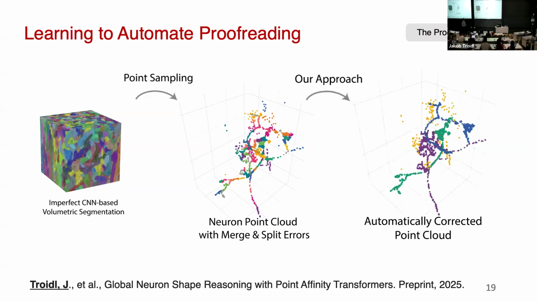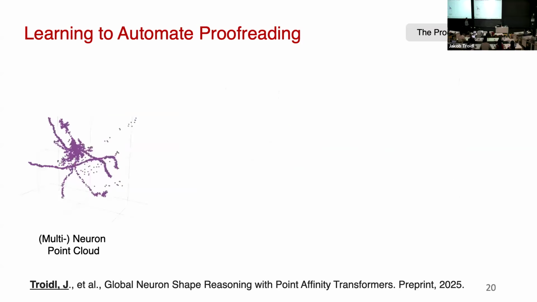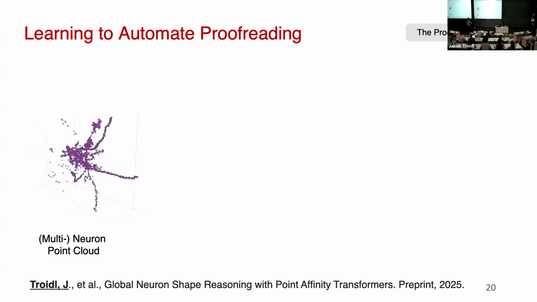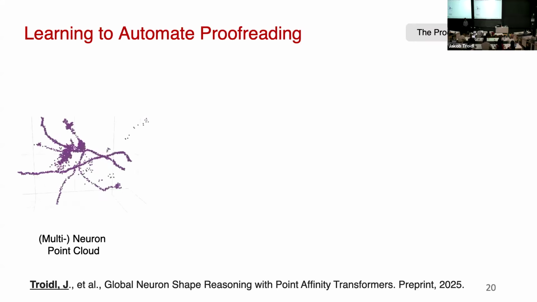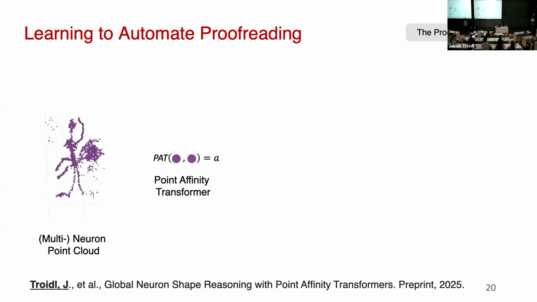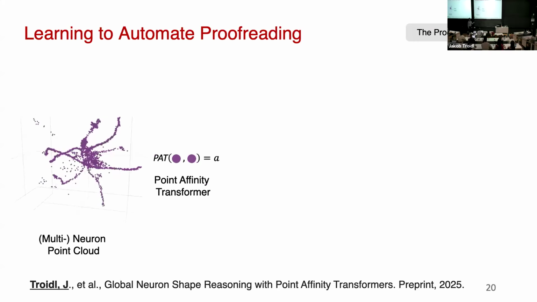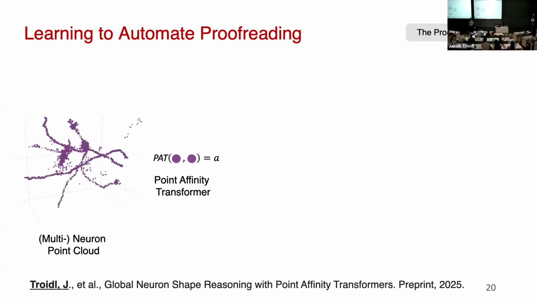And our algorithm then essentially takes this point cloud and relabels the points in a sort of reclustering, such that each of those clusters reflects an entire neuron morphology. And it does so in a learned way. So the learning objectives of this algorithm are the following. We start with a multi-neuron point cloud. Then our model, called the point affinity transformer, takes this point cloud as an input and uses it as context.